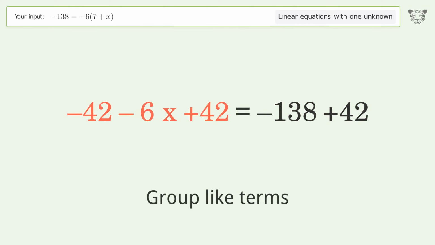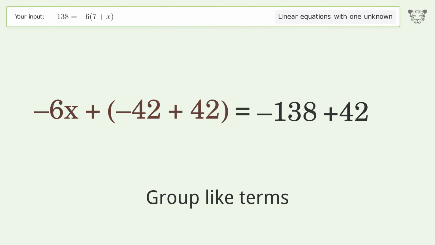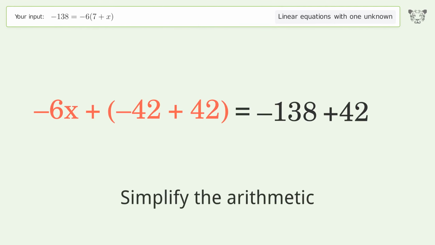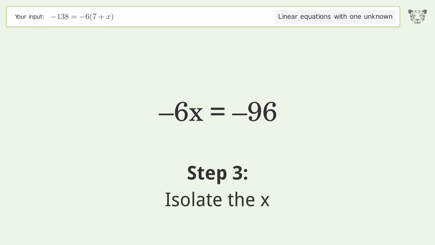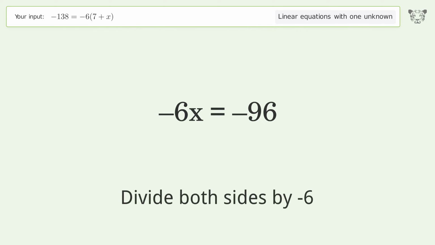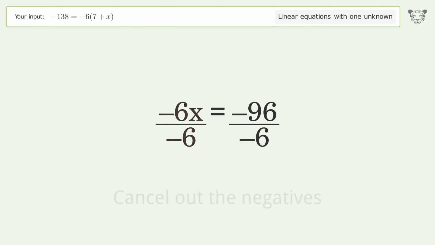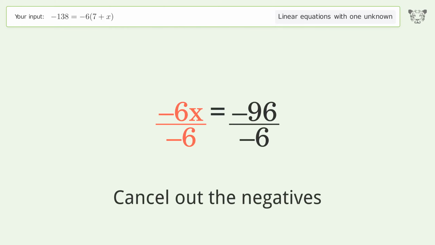Group like terms. Simplify the arithmetic. Isolate the x. Divide both sides by -6. Cancel out the negatives.